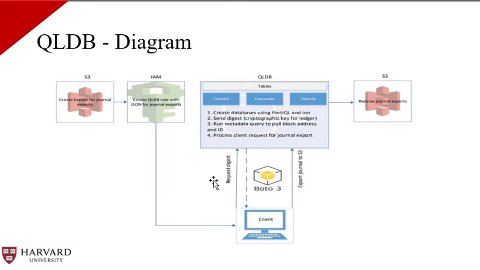More specifically, it looks like this. First, we create an S3 bucket to receive our journal. Second, we create a role for users with JavaScript object notation to export those journals to our bucket. Then we will use both QLDB and Boto3, the Python API that we'll use in the client. In QLDB, we'll create 3 tables, pull the change IDs for verification, and execute the verification. In Boto3, we'll develop a Python code to get the digest or fingerprint for verification. We'll also send the request to QLDB to export the journal to our S3 bucket.